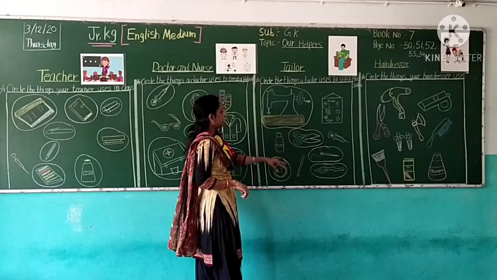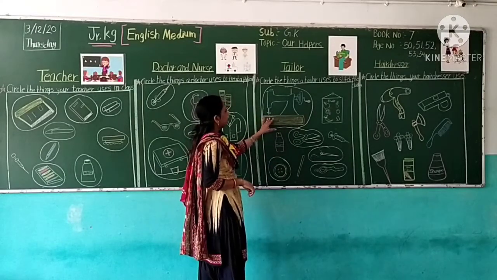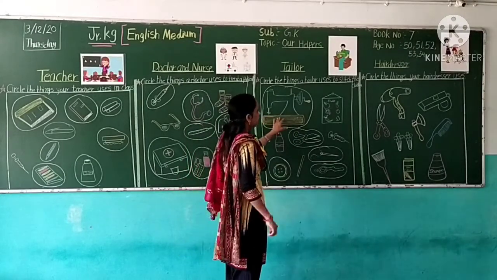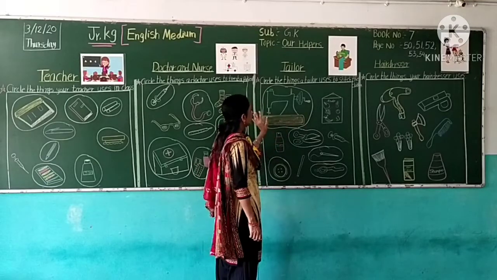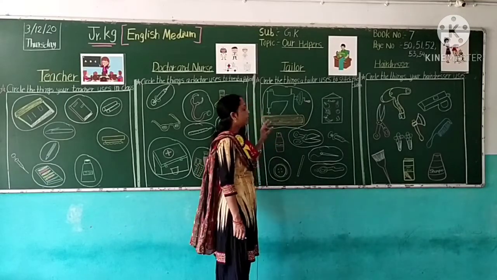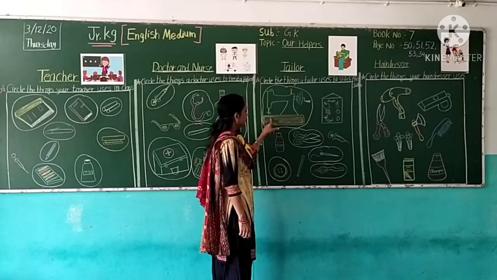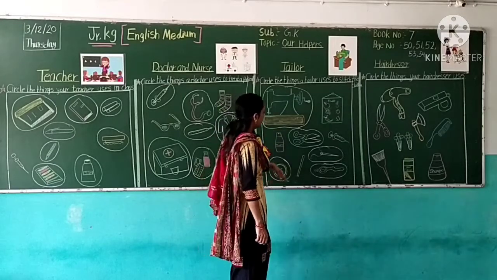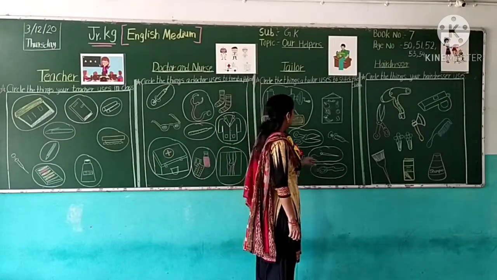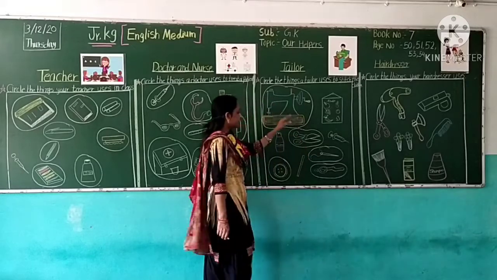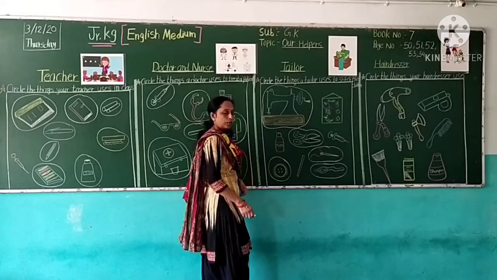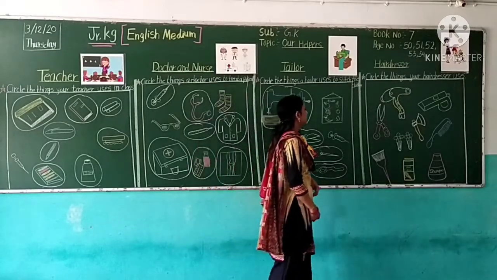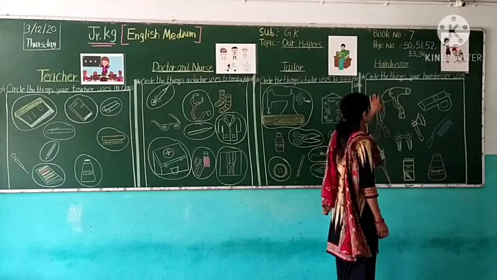Look at these pictures carefully. Circle the things a tailor uses to stitch the clothes. Only circle what the tailor uses for stitching clothes. Okay. This machine, scissor. Okay. Measure tape, thread, these things are used by a tailor to stitch the clothes. Our next helper is hairdresser.